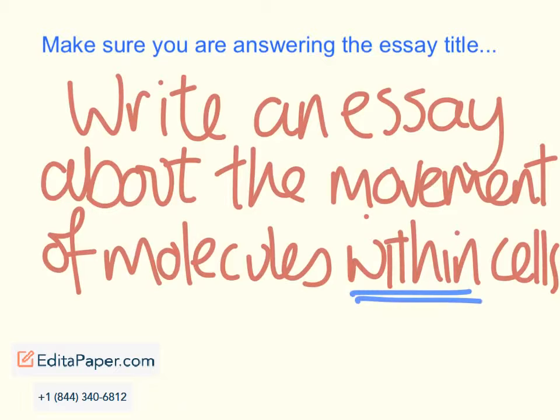That's what it wanted, but lots and lots of people ended up writing about movement of molecules into cells and out of cells because they'd forgotten that the key word in that essay title was within. And it's really, really important that you don't do that. So by including the phrasing from the essay title towards the end of every paragraph, you can check that you've made sure that you've stayed on target and you've talked about the right content.